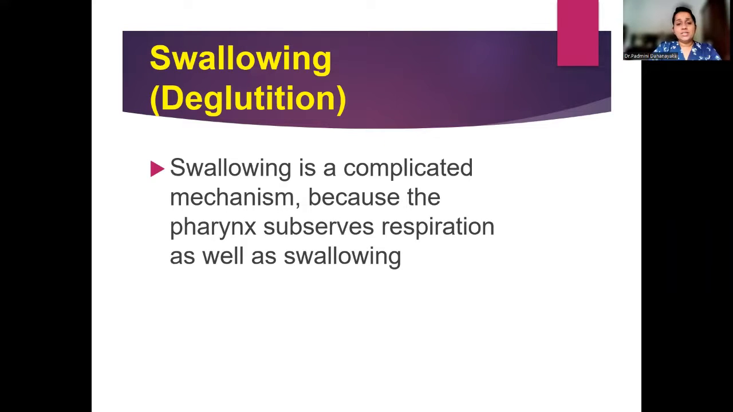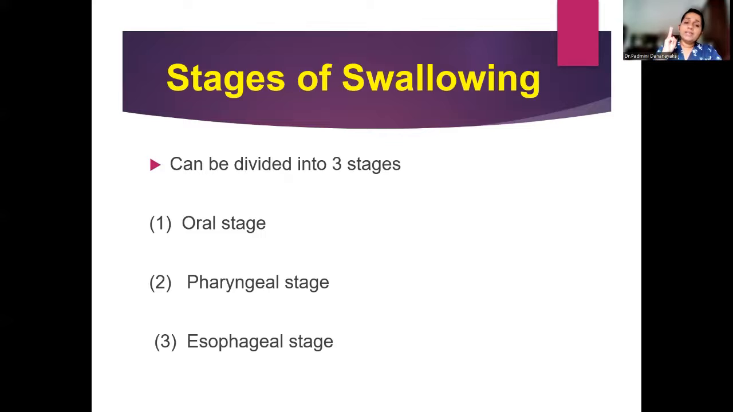Swallowing, or deglutition, is a complicated mechanism. Though it is a simple word, it is very complicated because the pharynx, which is common to both respiration and swallowing, is mainly involved in the swallowing process. So we will see how this process becomes complicated because of the involvement of the pharynx. There are three stages of swallowing: the oral stage, the pharyngeal stage, and the esophageal stage.